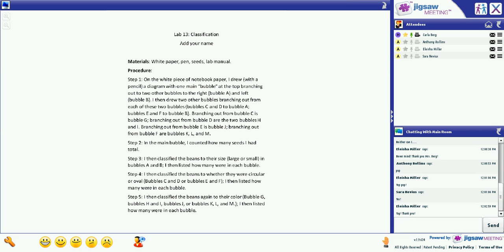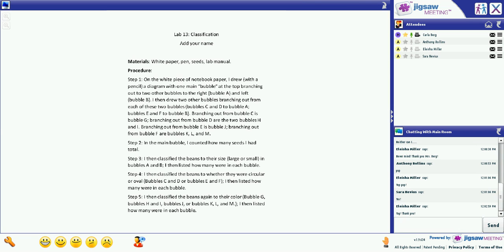Another way to have written this is to insert a picture. In your lab book, it had a picture and it said figure 2-1. You could have written step 1, on a white piece of notebook paper, copy figure A. And then you would insert a picture of figure A into your procedure. But this was done correctly.